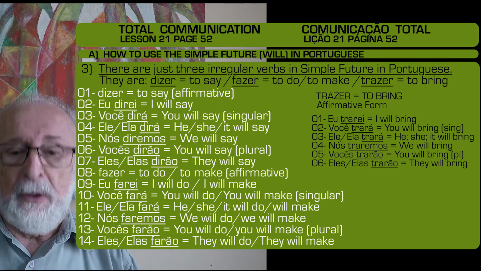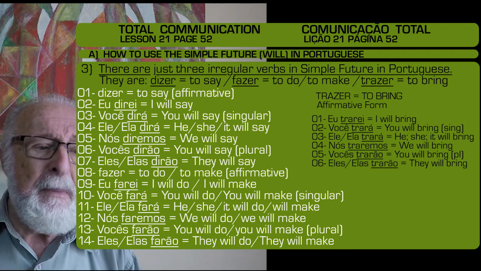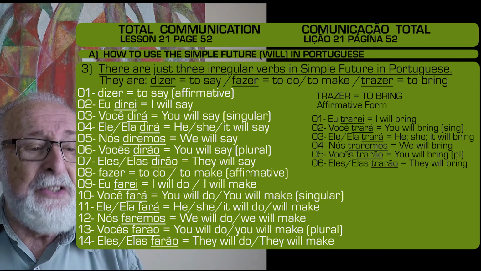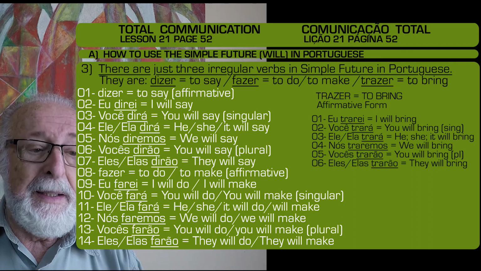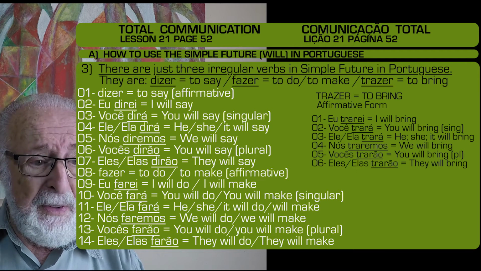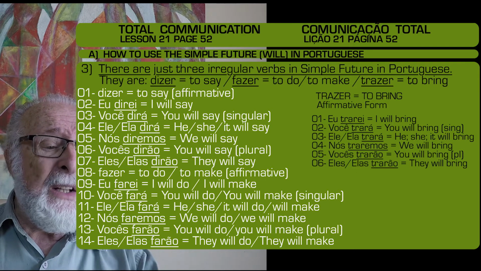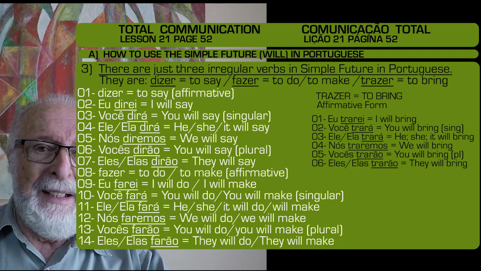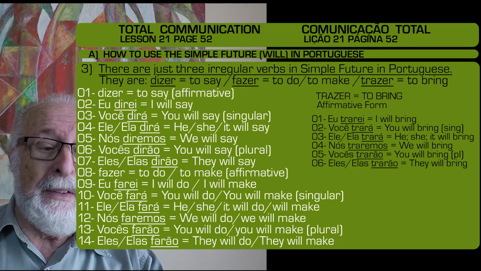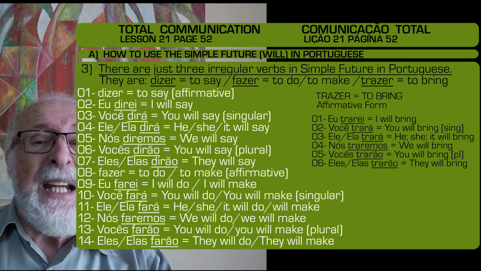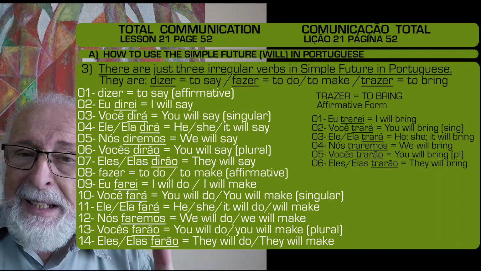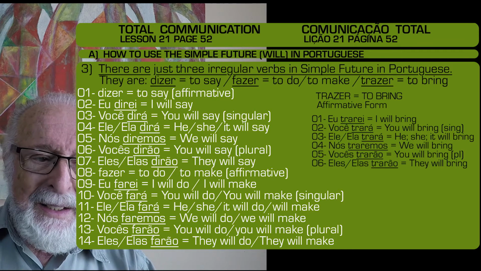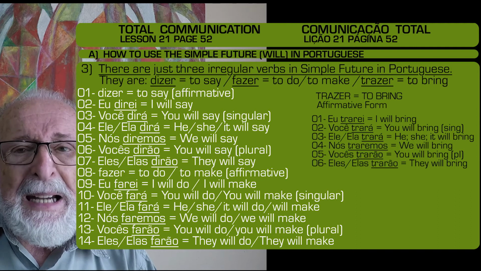It's another irregular verb. Okay, let's see in line 1, in white, we have there dizer. I put the first one, it means to say, affirmative. Then, instead of adding EI to dizer, I have to change the word, it will be eu direi. You see, direi. I cannot say dizerei. It's direi. Eu direi, it means I will say.